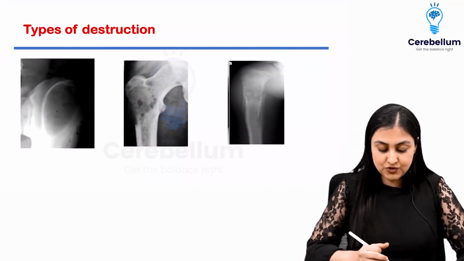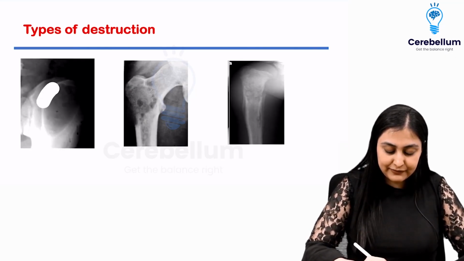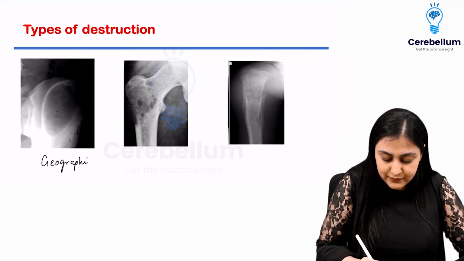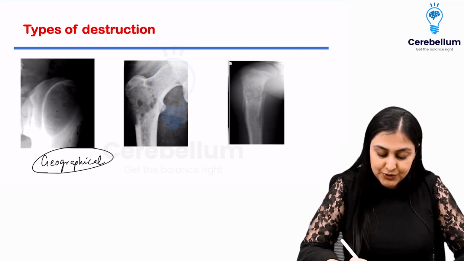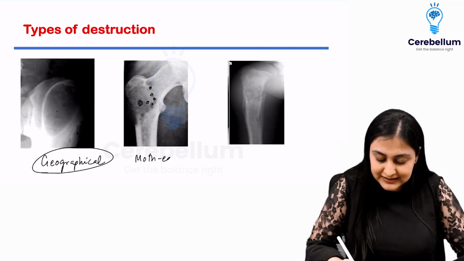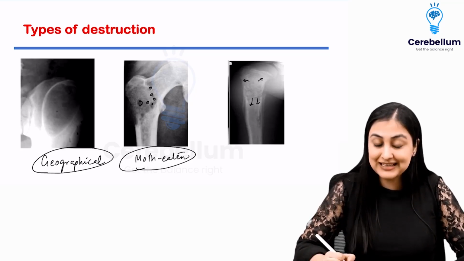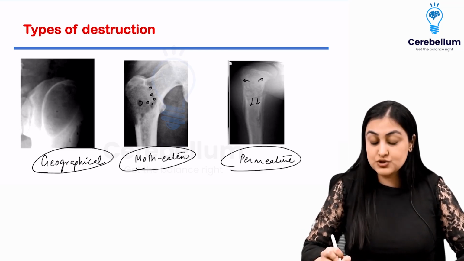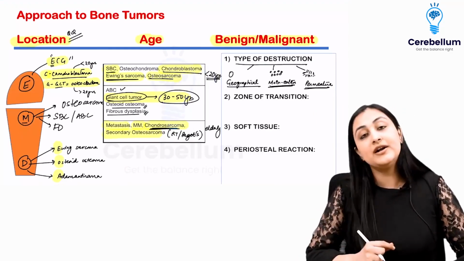Let me just show you the images. So in the first one, you can see how there is this lytic lesion which is having a very, very well-defined margin. So this is a geographical lytic lesion. That is how we are going to describe it. This is something which is suggesting a benign nature. When you see that there are these lytic, small foci, this is called the moth-eaten pattern. And when you see how it's permeating, it's very, very ill-defined. This is something which suggests that the tumor is more likely to be aggressive, more likely to be malignant. Okay, so these are three patterns of destruction.